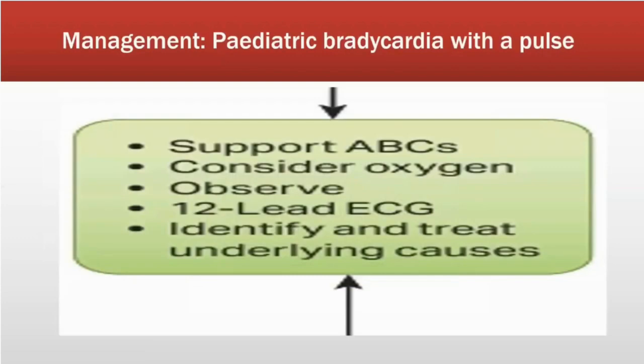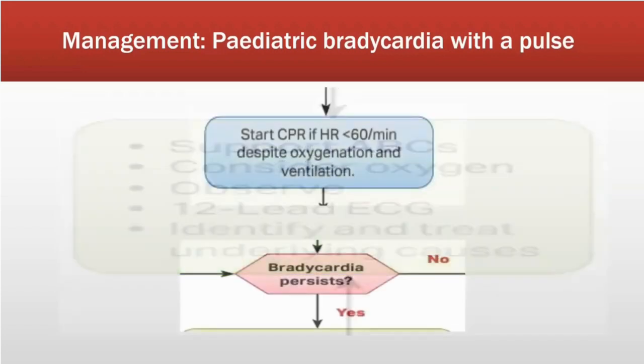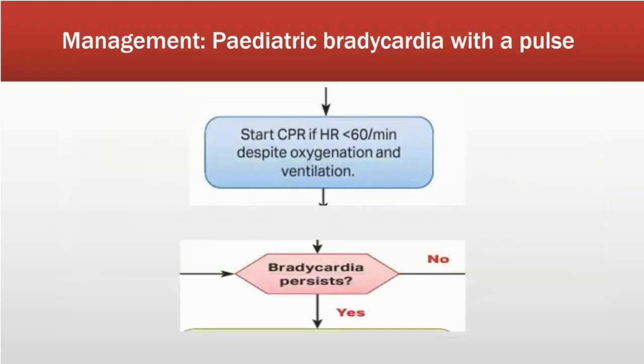If there are no signs of cardiovascular compromise, then support your ABCs as needed, consider oxygen, observe and perform frequent reassessments, obtain a 12-lead ECG, and identify and treat any underlying causes. If the heart rate is less than 60, then you'll start your CPR despite oxygenation and ventilation. And then you need to determine, is this bradycardia still persisting?